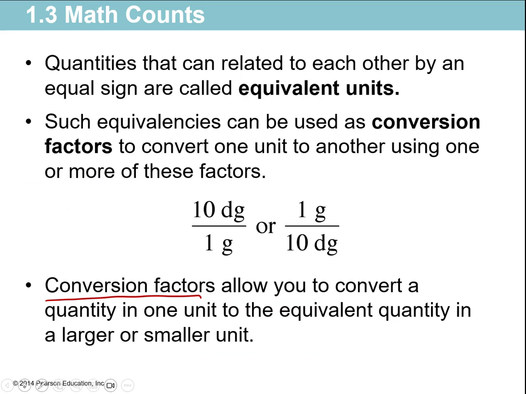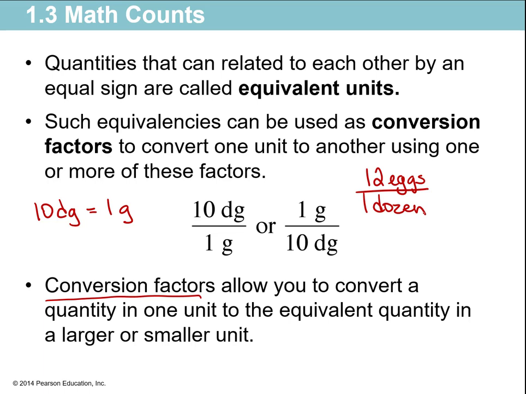So if I want to convert using decigrams and grams, I know that 10 decigrams is equal to 1 gram. They're equal, so I can put them over one another and they mean the same value. I can use this to go from decigrams to grams or from grams to decigrams. Another way to think of it is everybody agrees these are saying the same things.